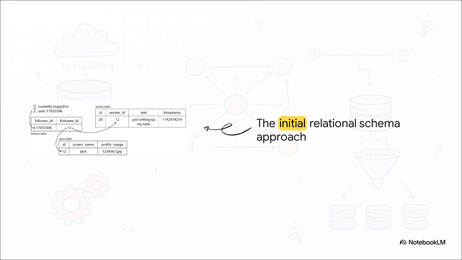So, here's how Twitter initially approached this problem using a standard relational database schema. When you requested your home timeline, the system would find everyone you follow, fetch all their tweets, and merge them all together sorted by time. It's a standard SQL join operation, right? But doing that massive computation on the fly, it struggled immensely under the weight of those 300,000 read requests per second. The system simply couldn't keep up with the load.